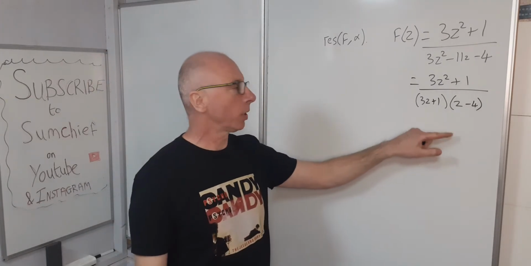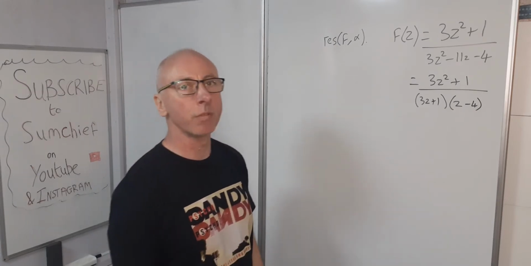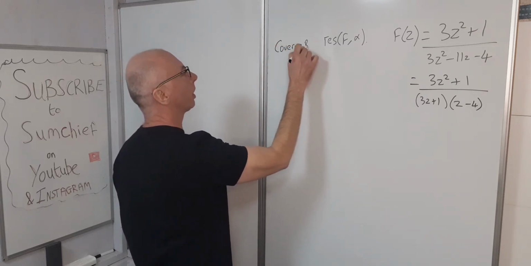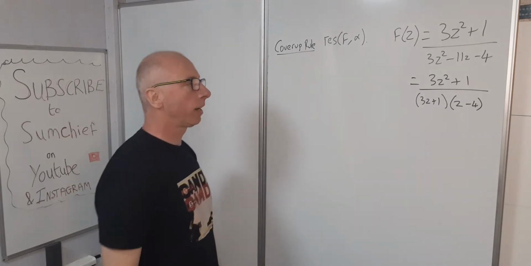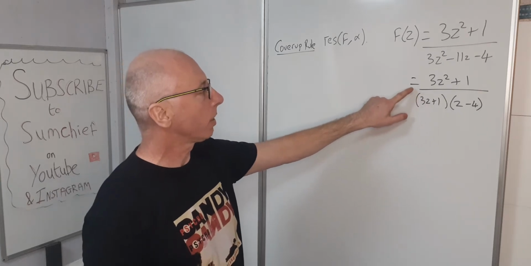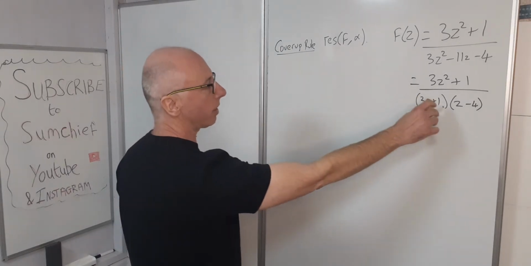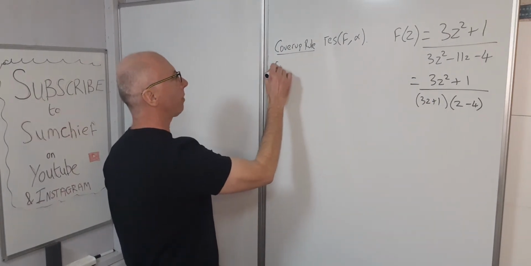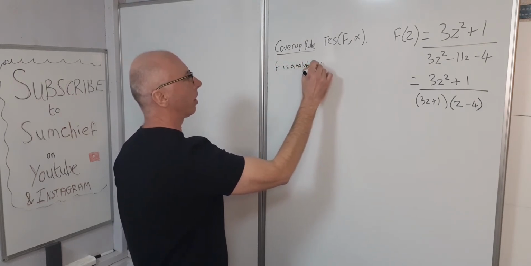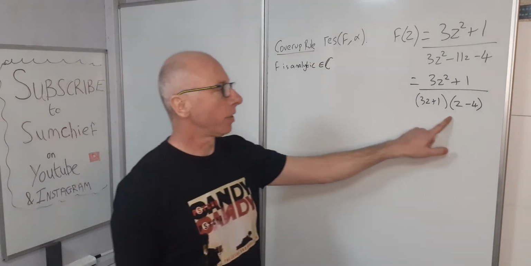Okay, right, so now what are we going to do? The next stage is maybe we could try something called the cover-up rule. Now for this rule to be valid, we need to ensure that f is analytic everywhere. As this is a rational function built from polynomials, f is analytic on the complex plane, away from its poles. Okay, so that's taken care of.